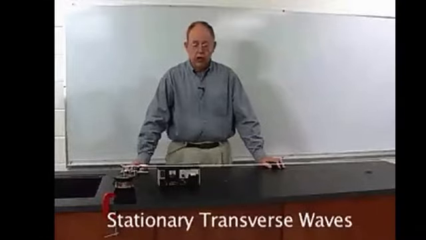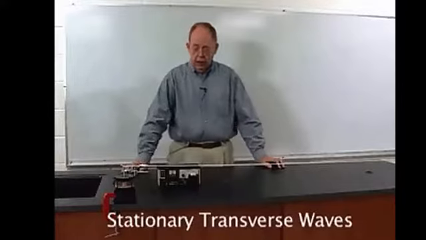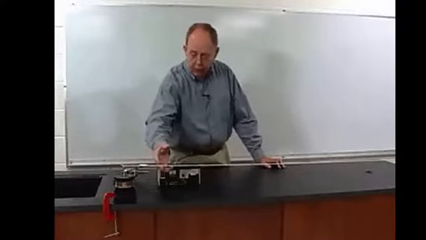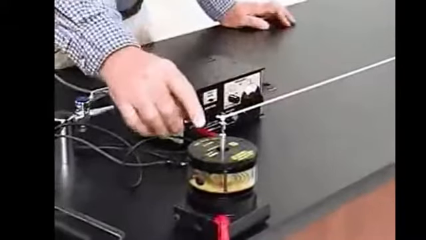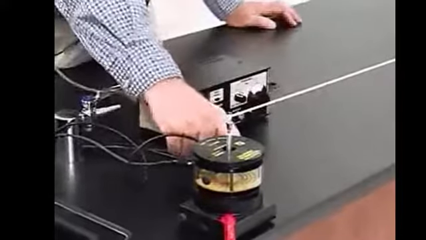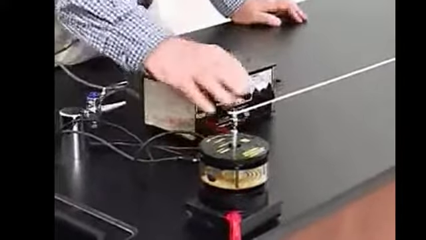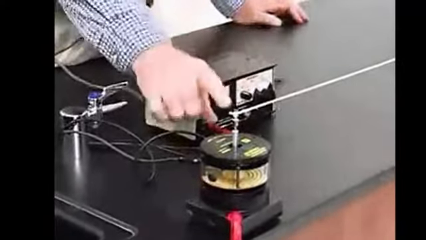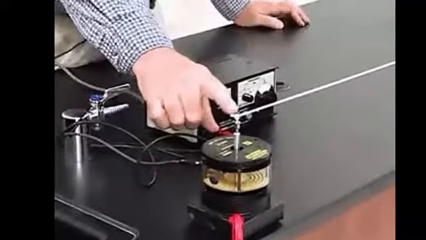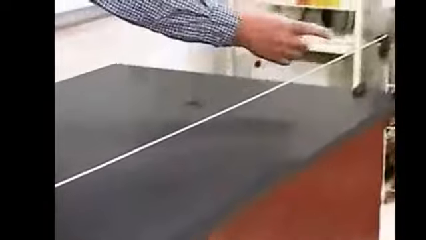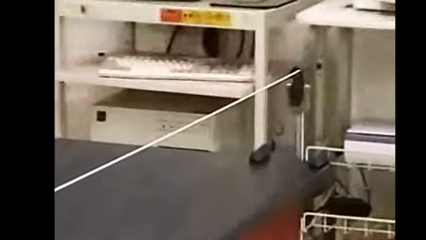In this demonstration, we're looking at stationary transverse waves in a string. The string is a bungee cord that's attached to an inverted speaker. When I put a signal in, the speaker vibrates like this, causing this end of the string to vibrate. That pulse then travels down the string to the pulley and then reflects back. The string is put under tension by hanging a weight on its end.